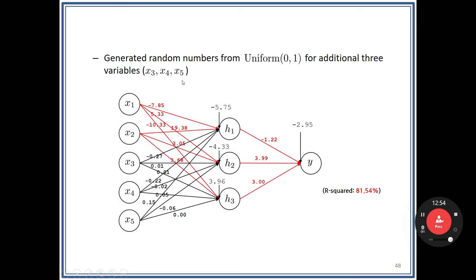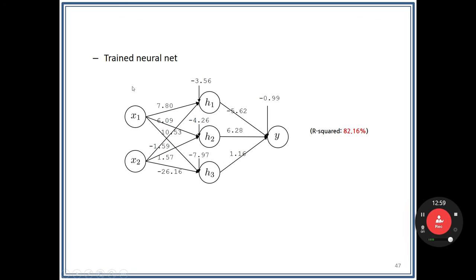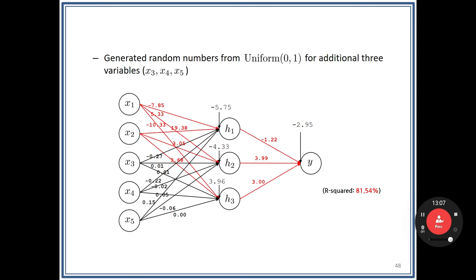Previously this example was in 3-dimensional space. We can imagine the surface in 3-dimensional space. Then in this case, we have to imagine a surface in 6-dimensional space, right? And this is the trained neural network.